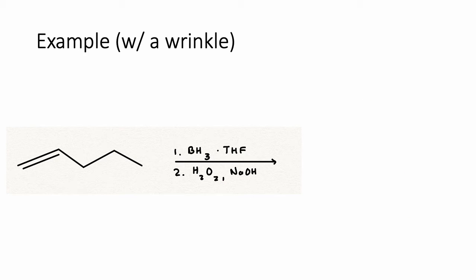So sometimes dashes and wedges aren't needed, in particular when you don't have a chiral center. So let me show you what I mean by that. Here we're using hydroboration oxidation to add water to this alkene. So we're going to add via anti-Markovnikov addition, and you might be tempted to put a dash and a wedge, but you don't have a chiral center anywhere here, so there's no point in putting dashes and wedges.